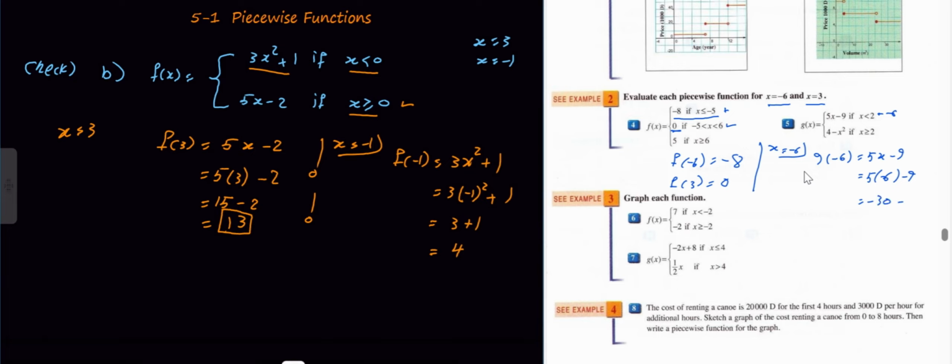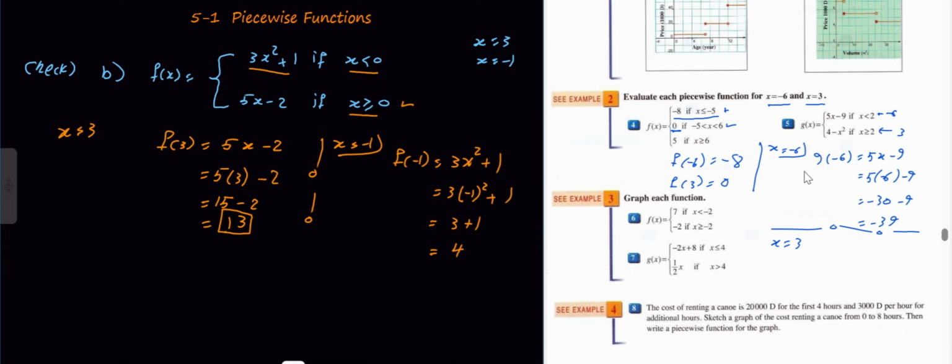-30 minus 9, so equals to -39. What about the second one, which is x equals to 3? Is 3 less than 2? No, so it's not true for the first one. Is 3 greater than or equals to 2? Yes, so 3, we can put 3 here.